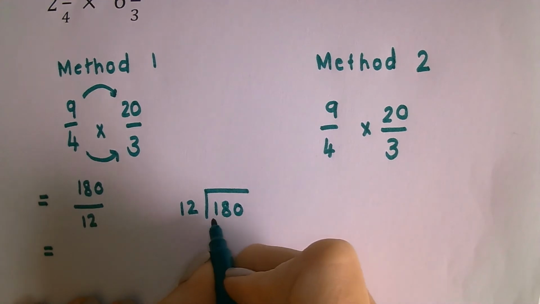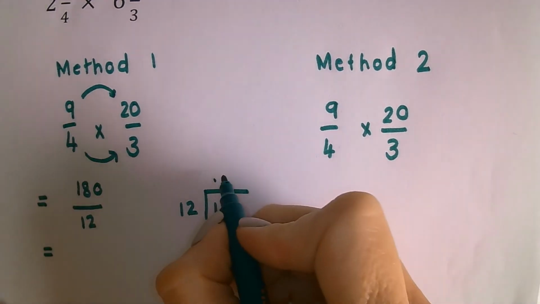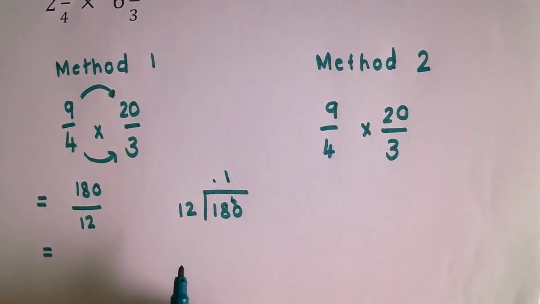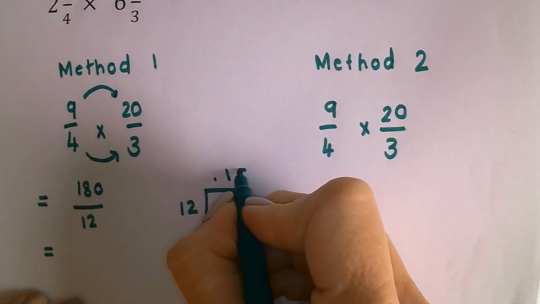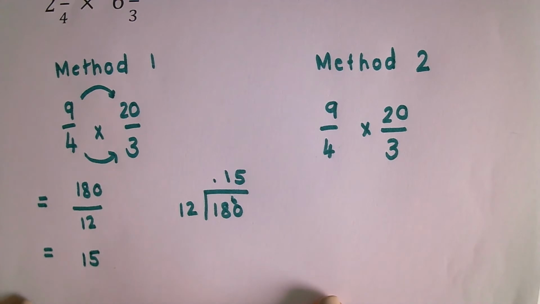12 can't go into 1, but 12 can go into 18. 12 goes into 18 once, with 6 remaining. 12 goes into 60 5 times. So your answer for this one is 15. Okay, your final answer is 15.